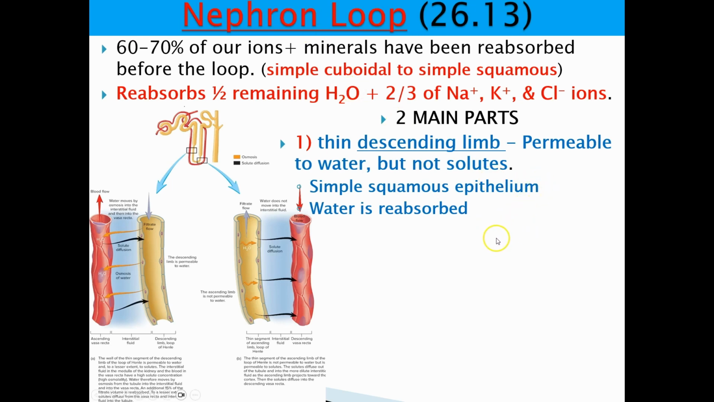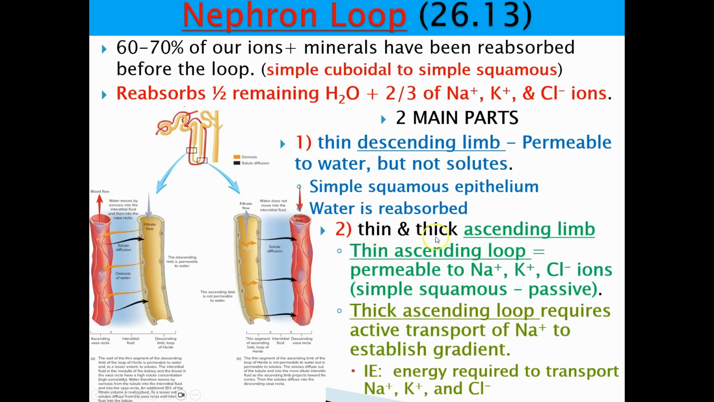All right, the next section we go into is the thin and thick ascending limbs. So that's this part here. You can see the thin ascending limb is a small segment, and then it becomes thick ascending limb pretty quickly. What you need to know is the thin ascending limb is permeable to sodium, potassium, and chloride ions, and it's simple squamous because it's part of the thin loop. Anytime we say thin loop, it's going to be simple squamous. Notice this is permeable, it's passive flow. Because it's simple squamous, we can have passive flow going through there.